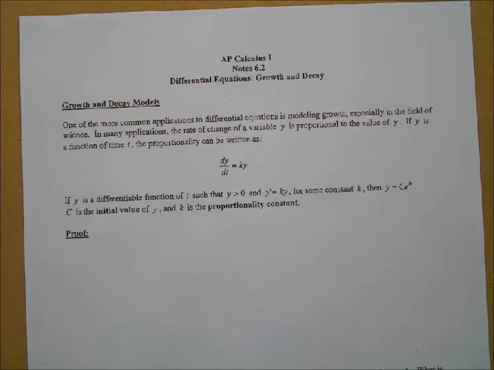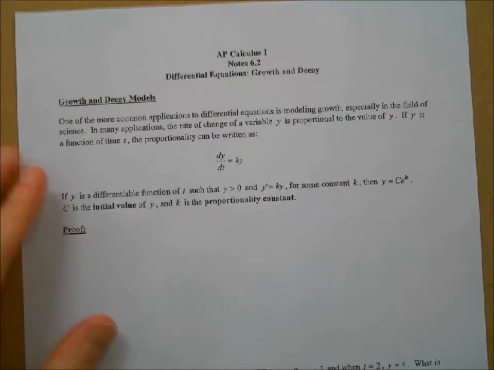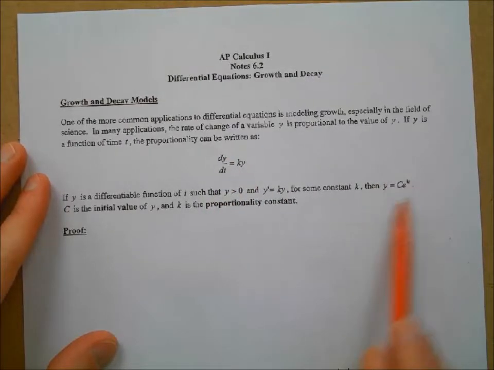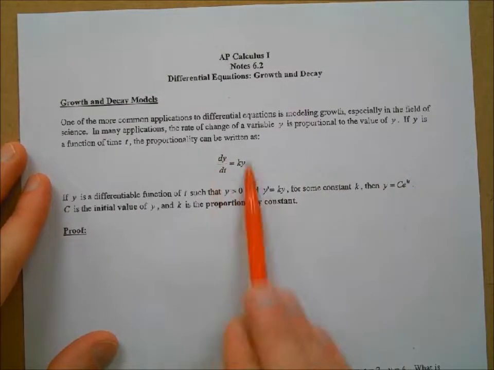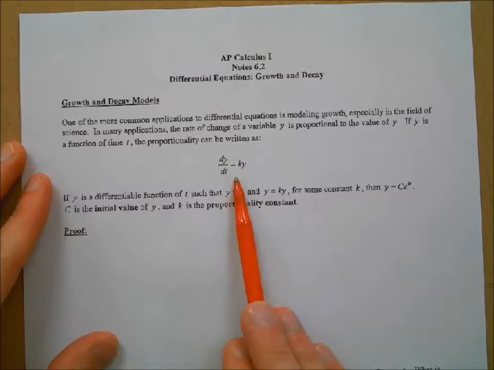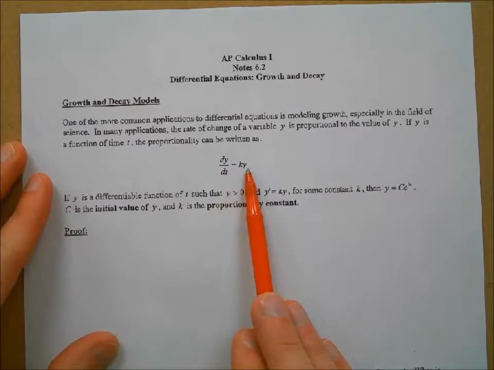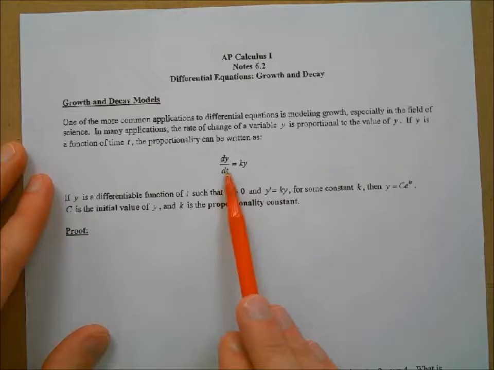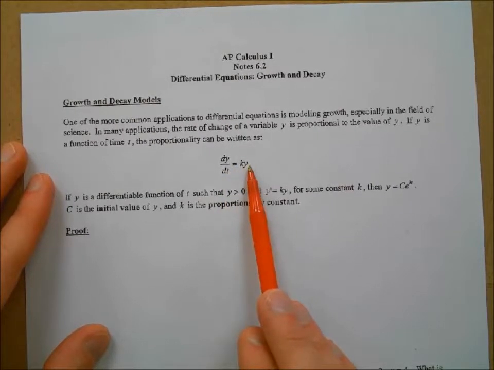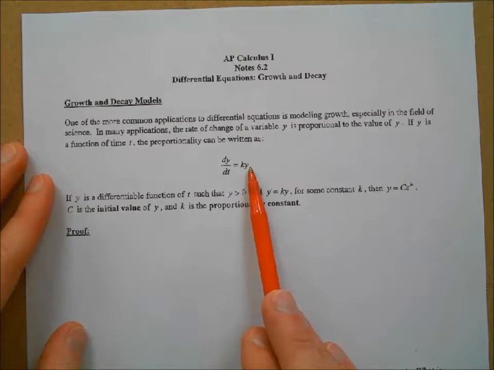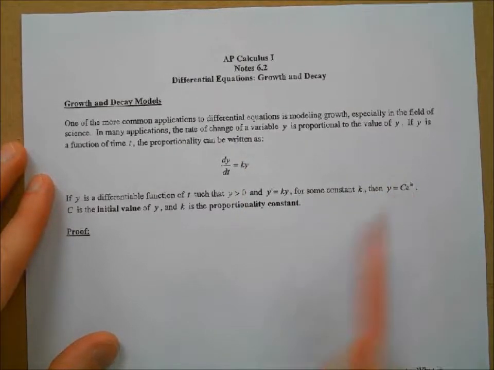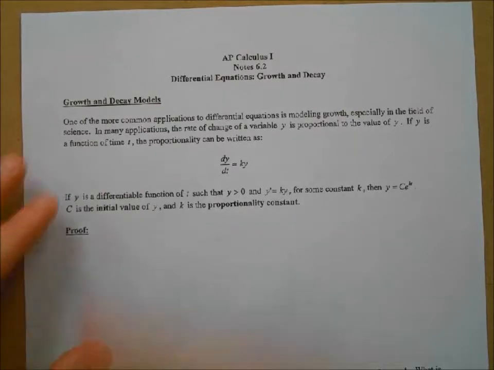So here's the proof of how we can go from this differential equation to its solution. Given this relationship between something's derivative and that something, if the rate of change of something is proportional to that something, then you know you're going to result in the solution y equals Ce^(kt). So again, let me just show that to you here.